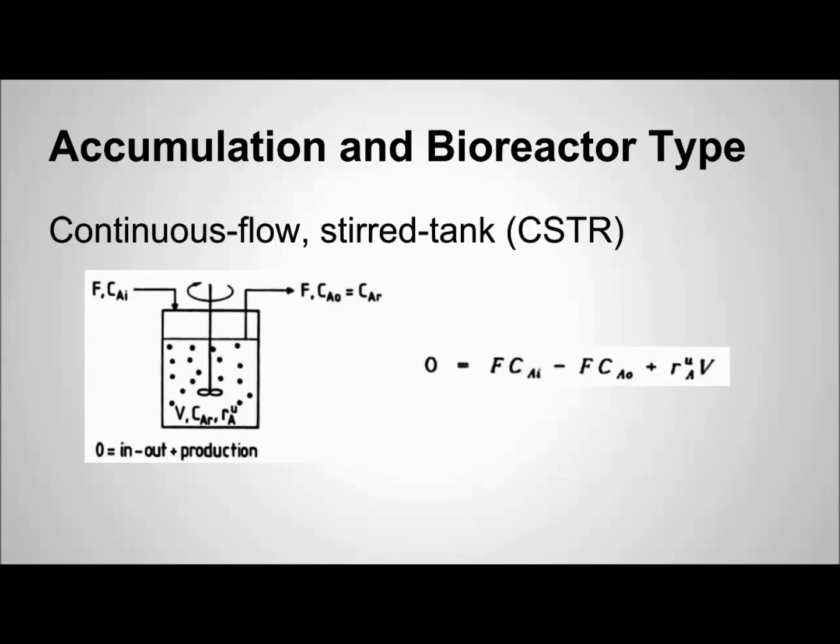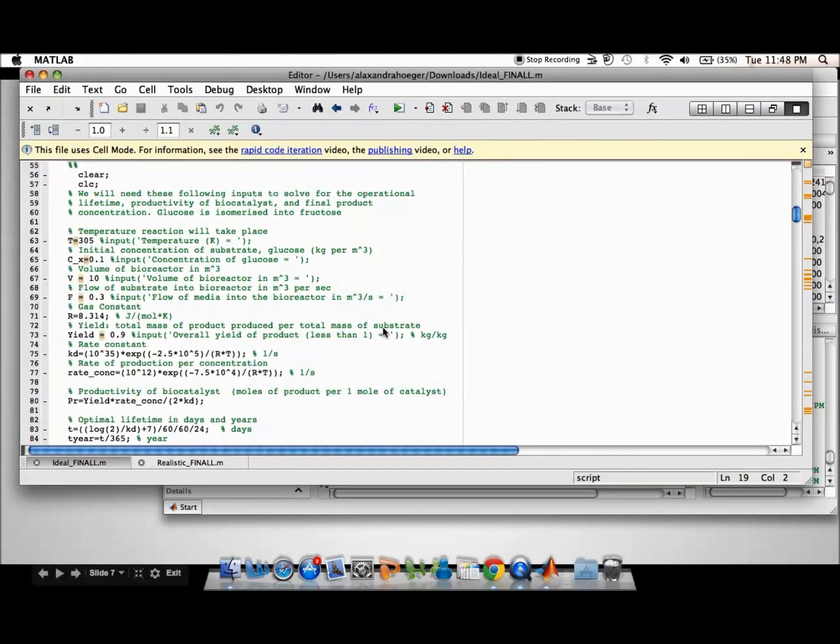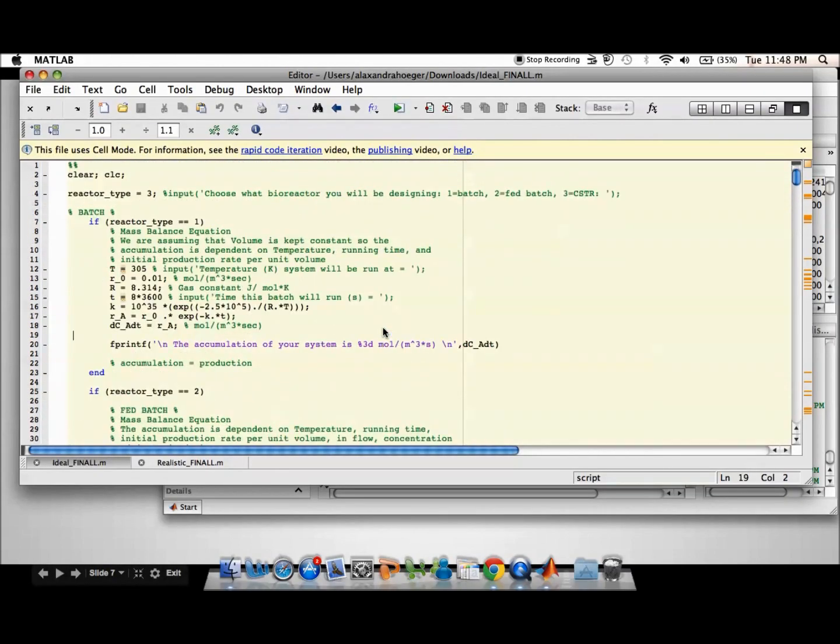And then the continuous flow stirred tank, which is the one we're working with, because it is in steady state, the accumulation is 0. And so therefore, the outlet equals the inlet plus the production. And I have some code to represent this. Let me find it. It's up here.